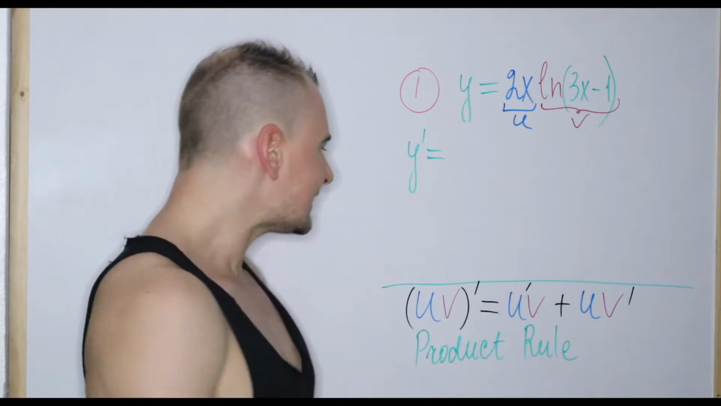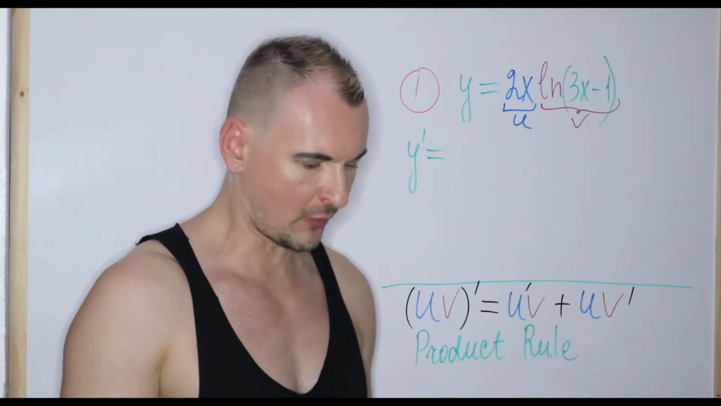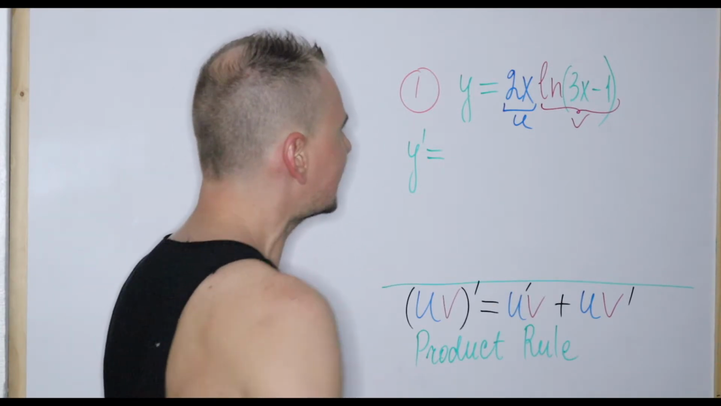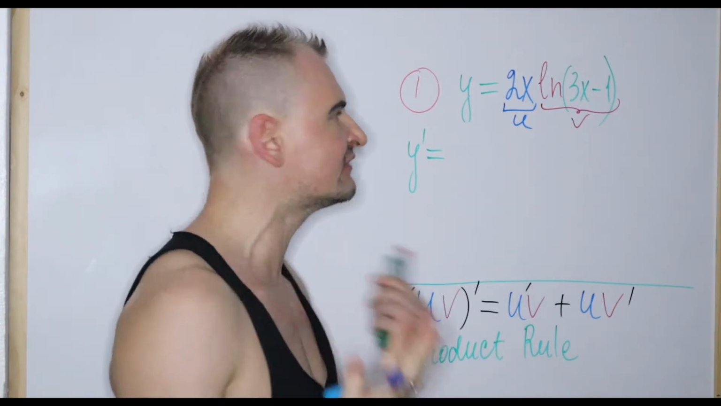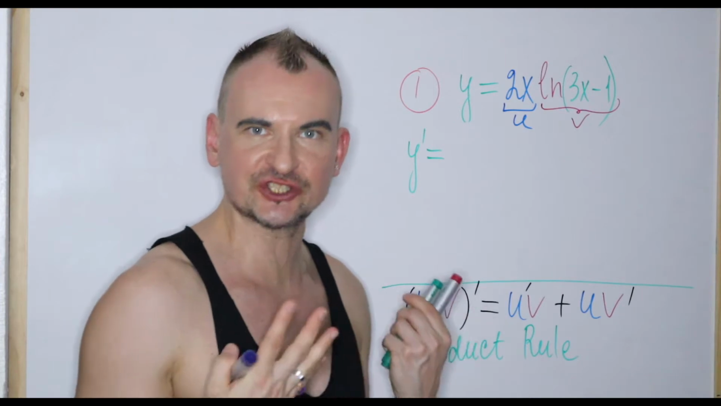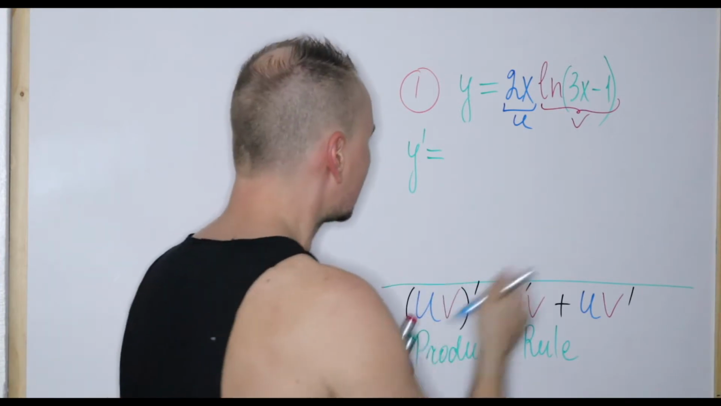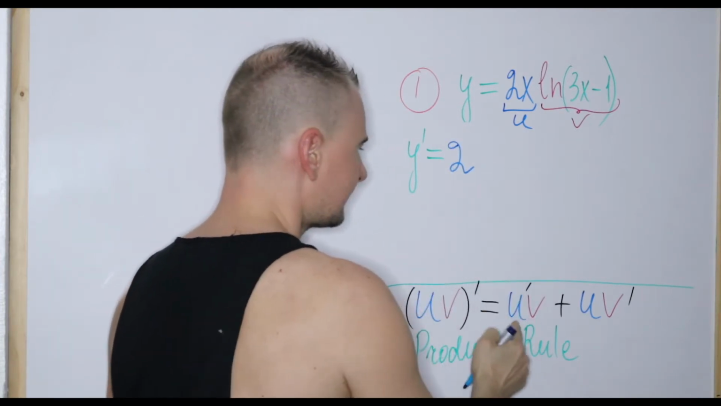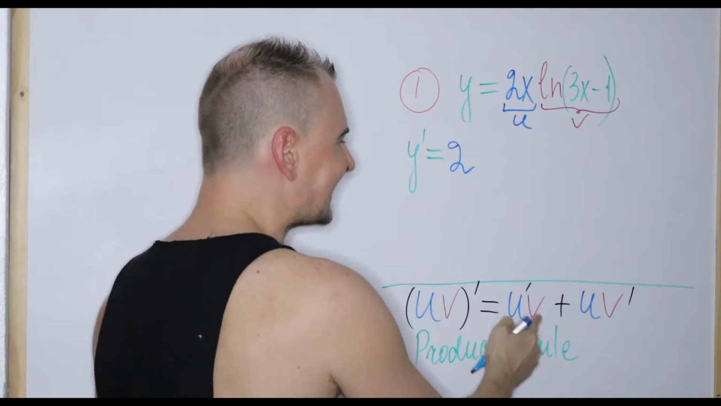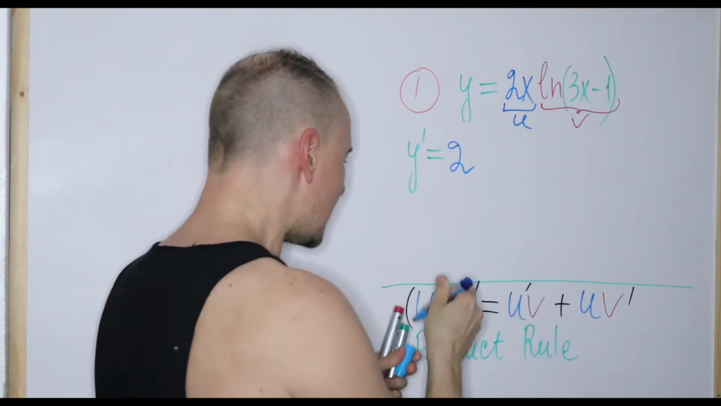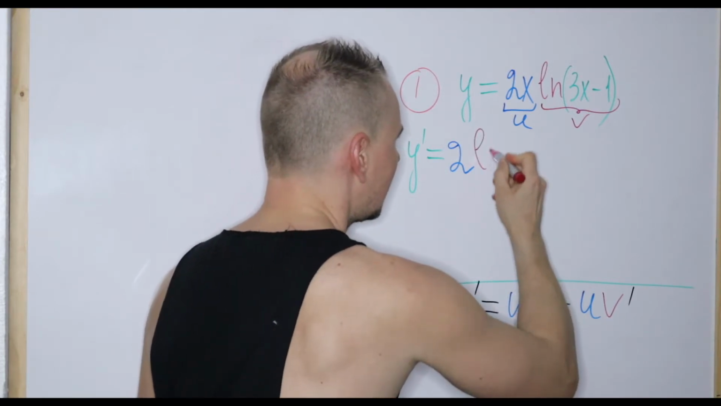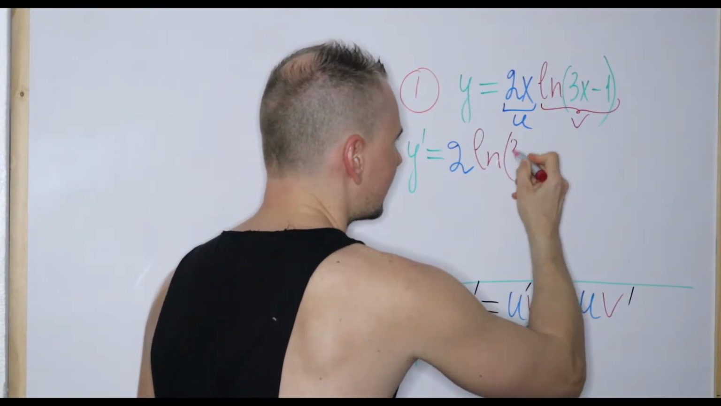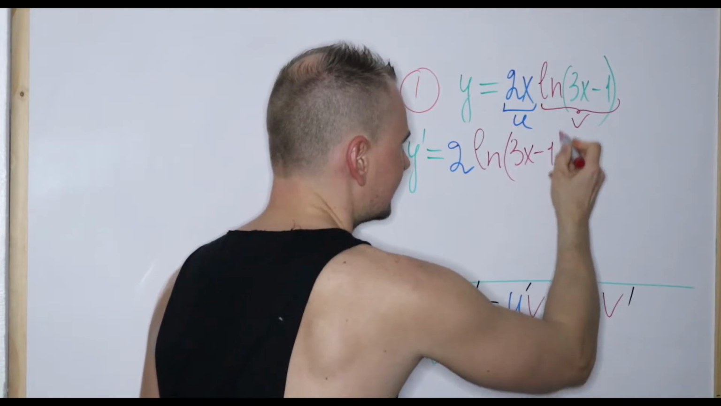Alright, apply the product rule at this point. So all it says, take the derivative of u. And the derivative of 2x is going to be just 2. So x goes away. So write 2 in place of u prime times v. So the second function I'm going to write as is, like so. So ln of 3x minus 1.